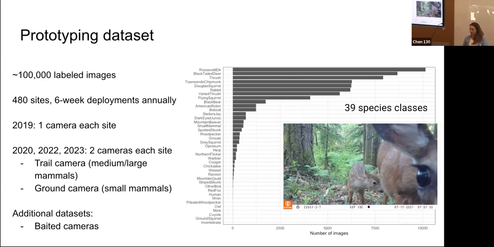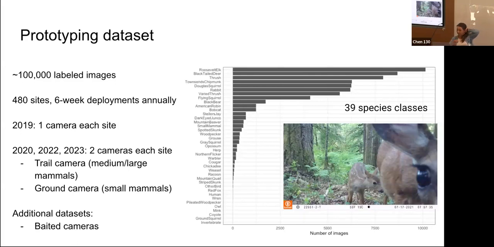Most of the time when we set these, it's on a game trail for medium to large bodied mammals, but we also wanted to survey small mammals. So we placed cameras pointed more towards the ground, so there are different levels of the data here. These cameras are out for about 6 weeks each summer. We have a lot of data: over 100,000 labeled images. I might update that, because we were labeling images up till last week, so I need to see how balanced the data set is.